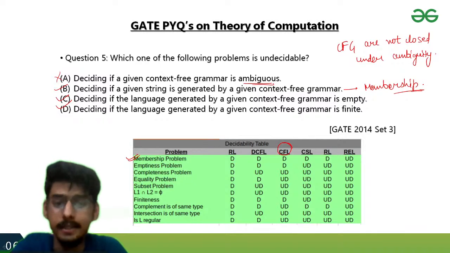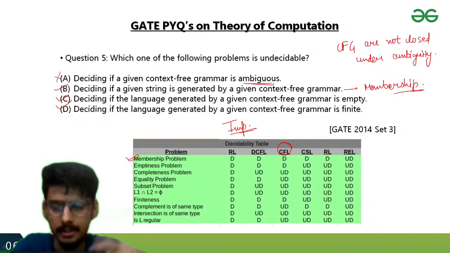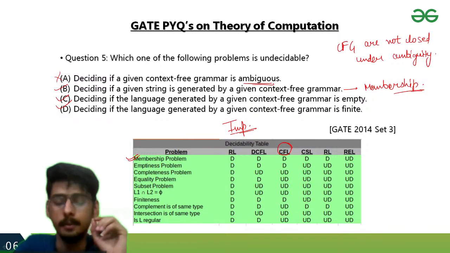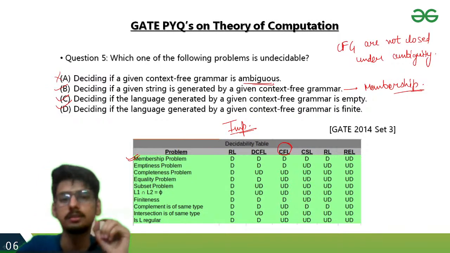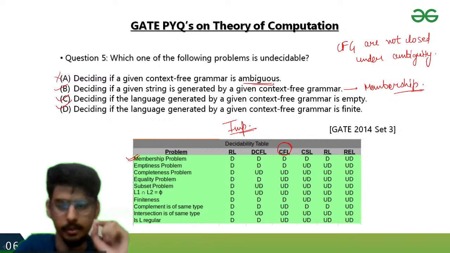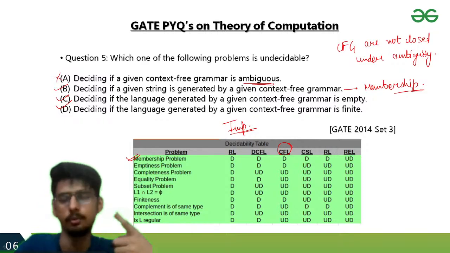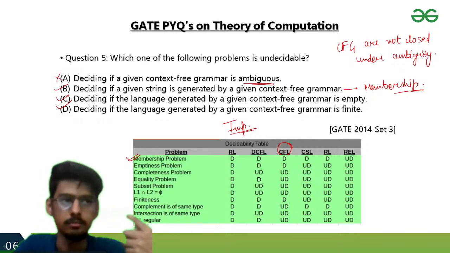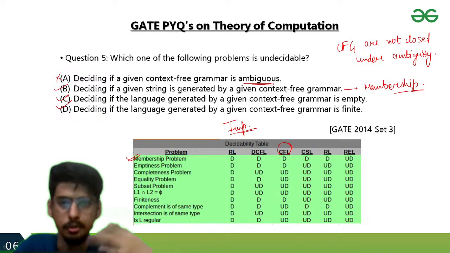This is a decidability table. It is very important, and I'll also show you one more table in the next question. That will be the last question for today. This decidability table is very important because directly on this table the question is going to come. You can definitely expect one question from either this decidability table or one question from the closure table, which I'll show you in the next question.